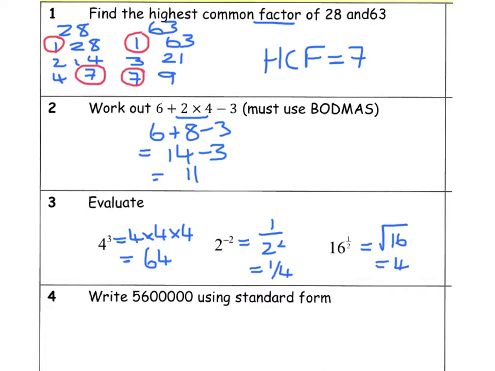Write this number using standard form. There are 1, 2, 3, 4, 5, 6, 7 numbers, so I know I'm multiplying by 10 to the power 6, and it is 5.6.